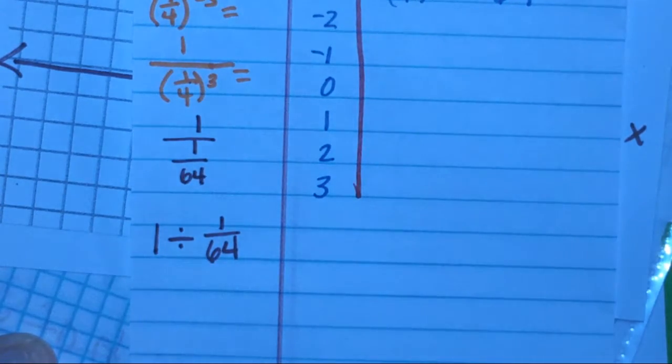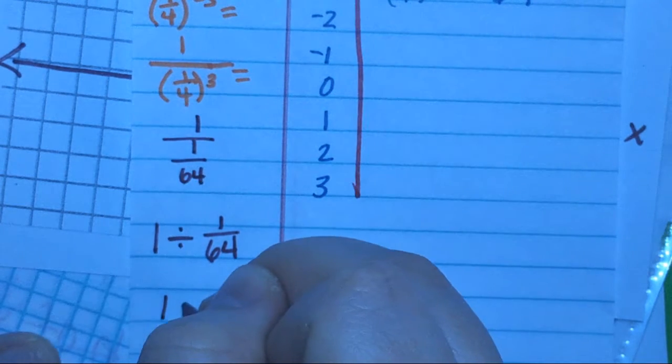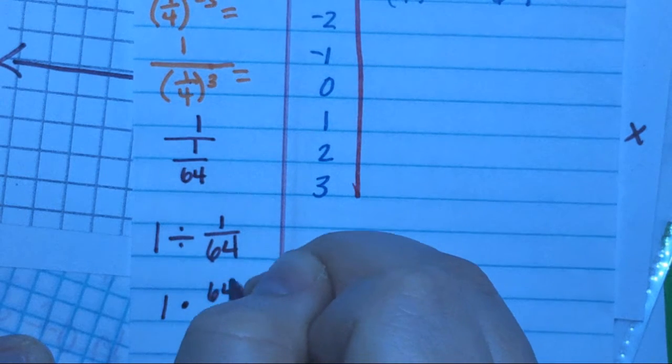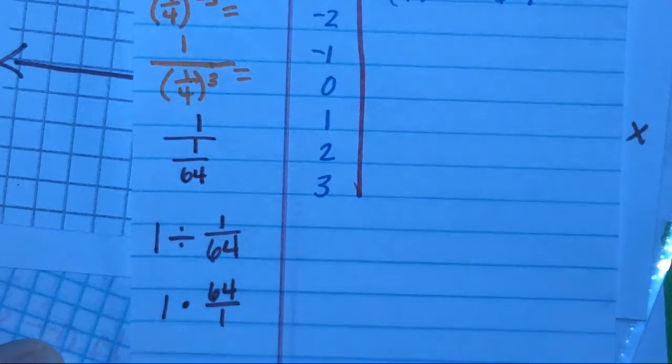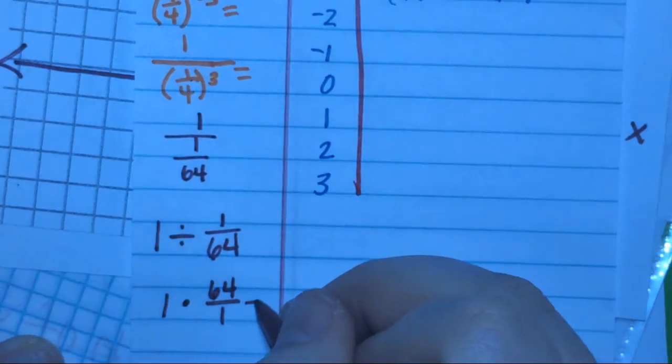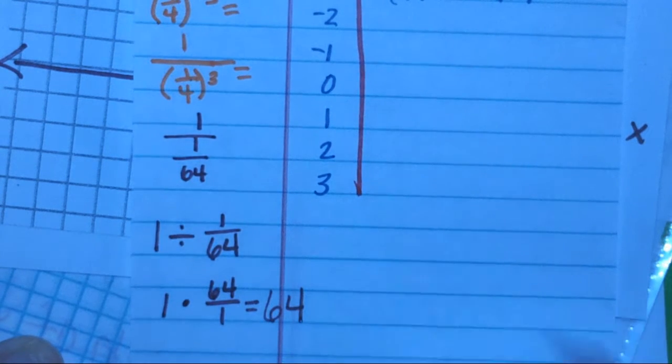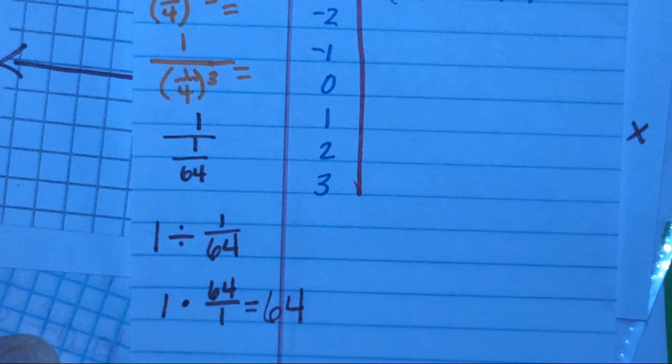My teacher always said, flip the second, multiply. I'm not really sure that's good math, but I'll say it now. Flip the second, multiply. It's really 1 times 64 over 1, which is just positive 64. Sounds crazy, but it's true.